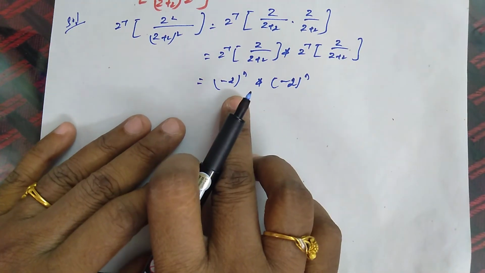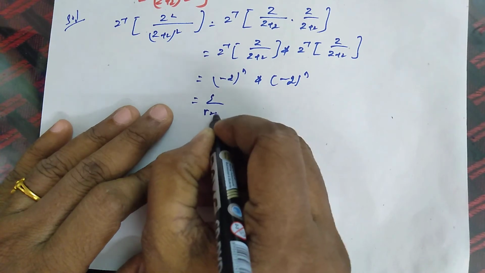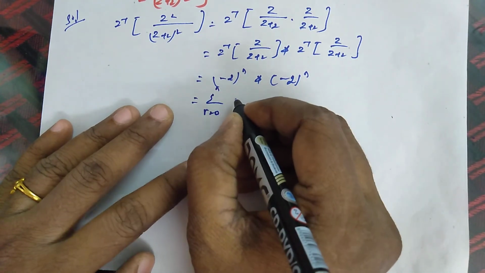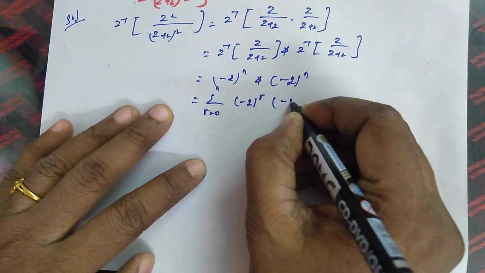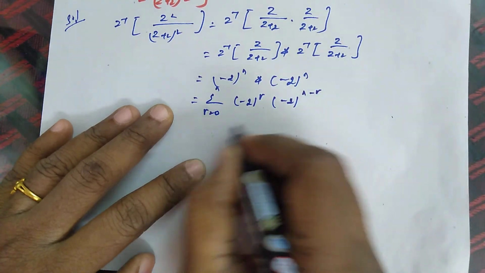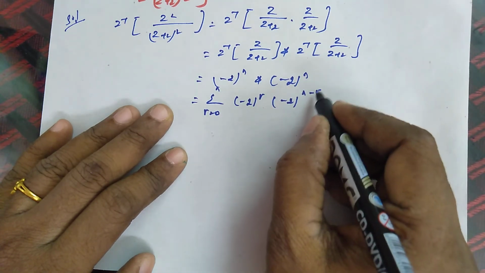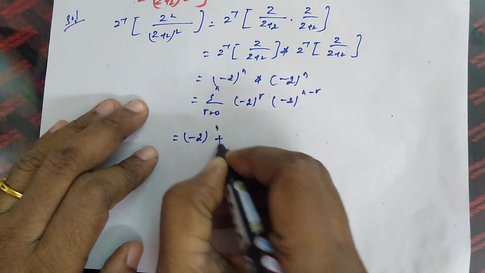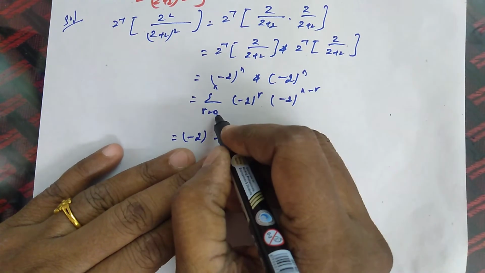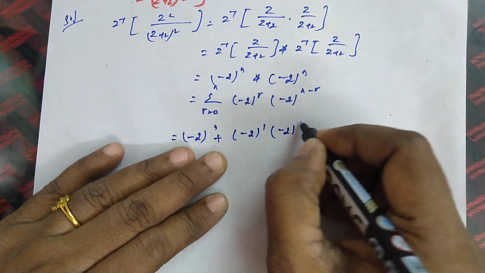Now this is of the form f of n star g of n. So applying the convolution, we can get sigma r equal to 0 to n f of r, minus 2 power r, g of n minus r, minus 2 power n minus r. Now give values for r equal to 0 to n. So 0 and here also 0. So the first term is minus 2 power n plus the second term, that is r equal to 1, so minus 2 power 1 into minus 2 power n minus 1.